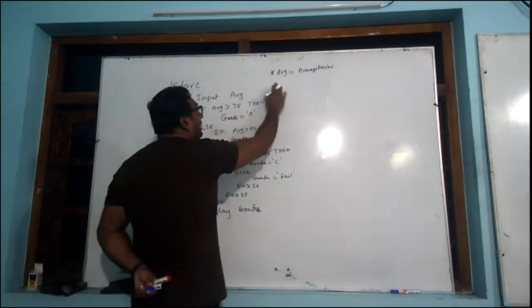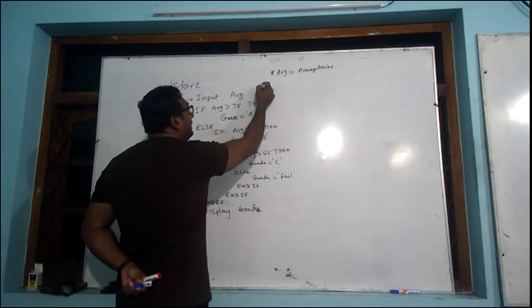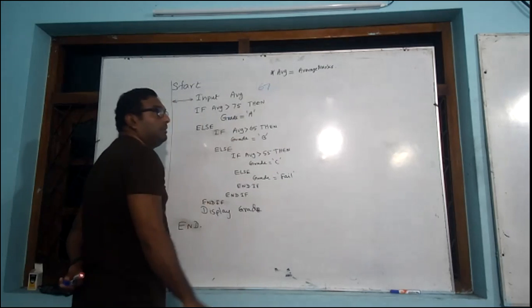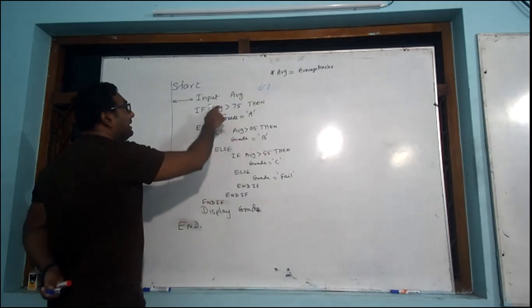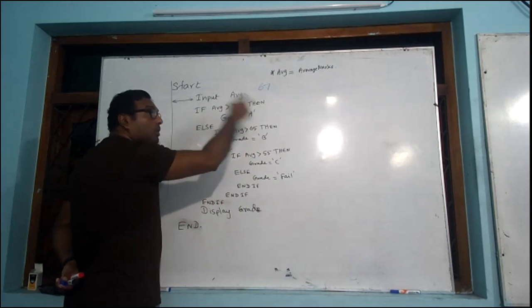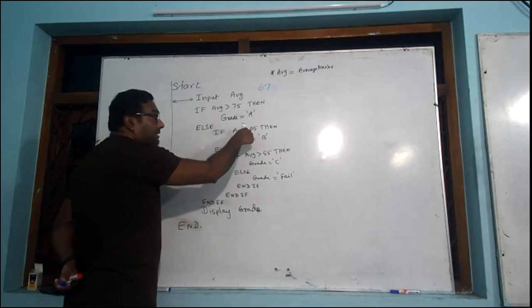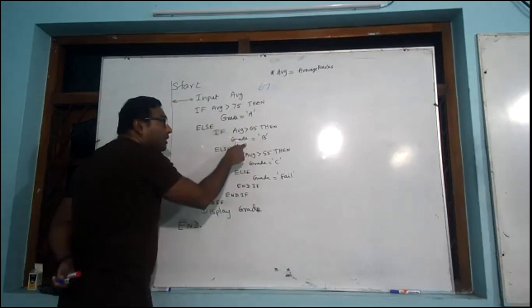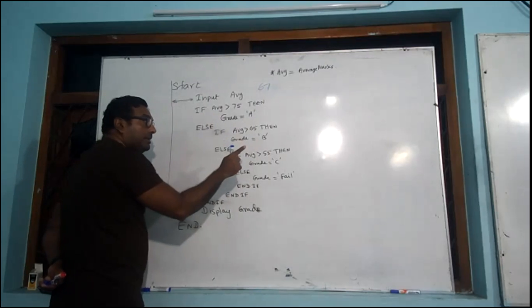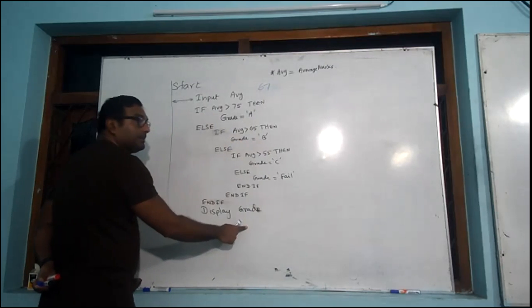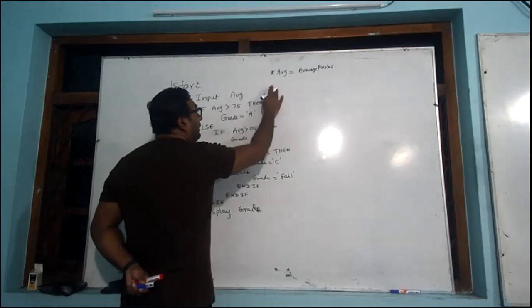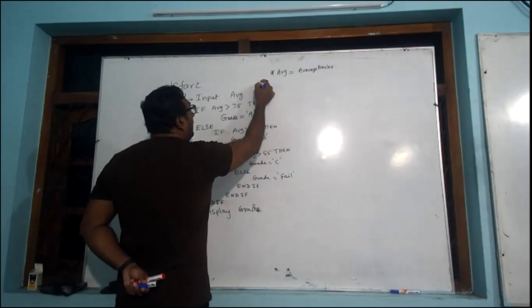Now think here. For the average you have given 67. So it will check average greater than 75. No. You are moving to the else part. If average greater than 65, yes, the grade will be B. You are not going to the else part again. So the grade will be B. Think here, they have input 49.